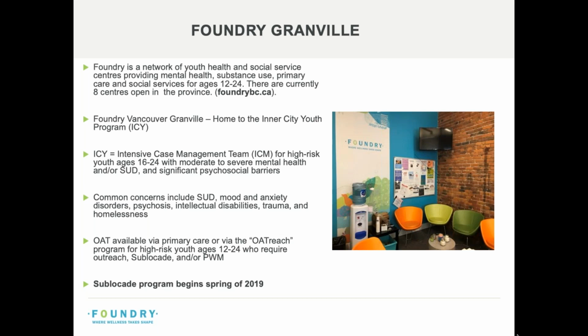My role on the team is co-founder and lead prescriber for our Outreach OAT program, which is for high-risk youth ages 12 to 24. Recently we've also added Outreach Pandemic Withdrawal Management for this population. And the Sublocade program that I'm going to talk about today, we've been running since the spring of 2019.